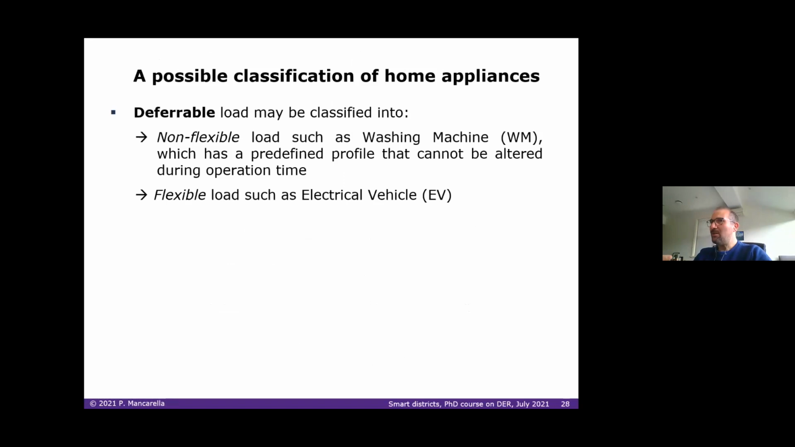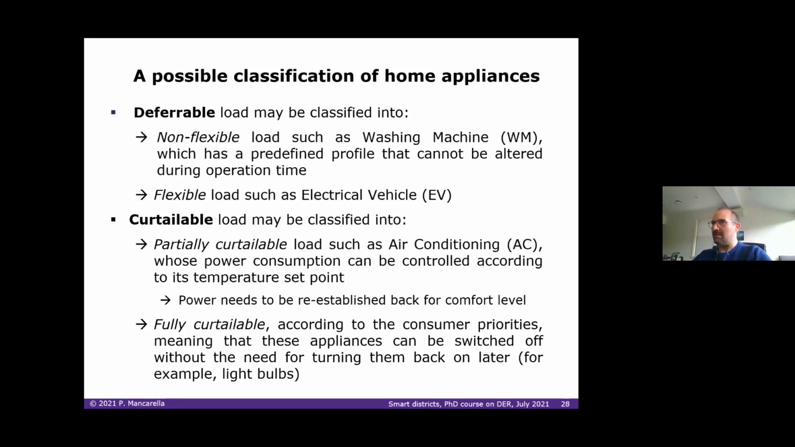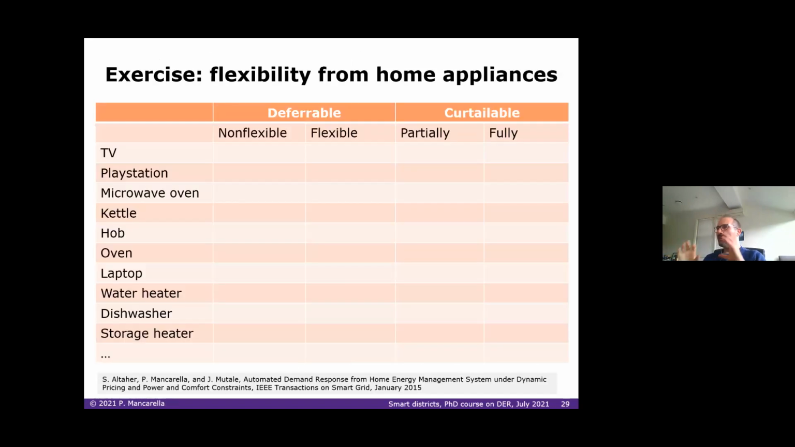So when you look at these different definitions, deferrable, curtailable, and you look at your own appliances, how would you define the flexibility of the different appliances? Because we can talk about mathematical models and algorithms, we have them, read the papers, I'm sure many of you have already implemented this in the real world, perhaps. But what matters is what the consumer is allowing to do.